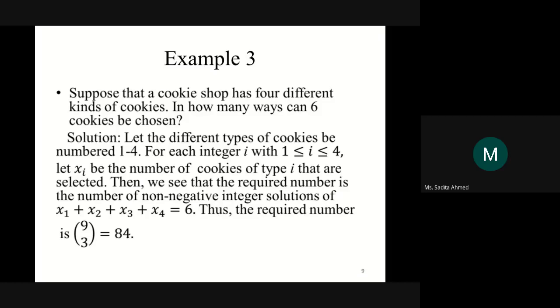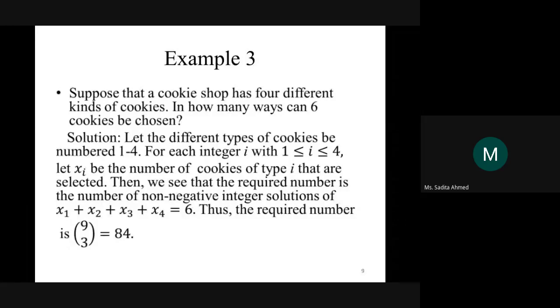And then the second cookie type, there are many cookies of that. The third cookie type, there are many cookies of that type. Fourth as well, okay? So you have to choose a certain number of cookies from each of these 4 options to finally get 6 cookies. What we are interested in is how many cookies did you choose from the first box? How many did you choose from the second box? How many from the third box? How many from the fourth box?